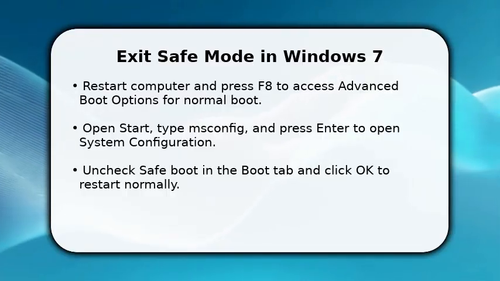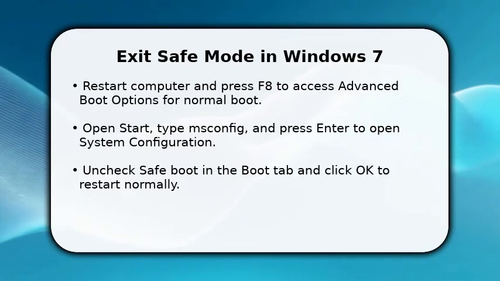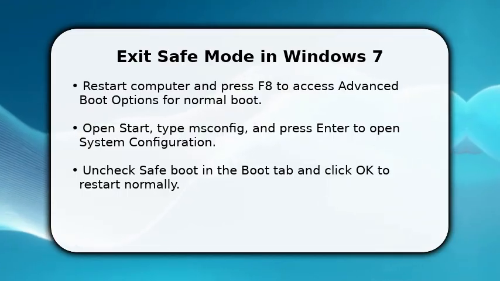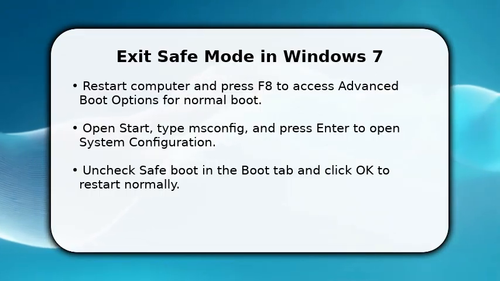If Windows 7 keeps starting in safe mode, you can fix it quickly. Restart the computer and press F8 before the Windows logo appears. Choose Start Windows normally if that option is available on screen. If the F8 option did not appear, sign into Windows and proceed to the next steps.